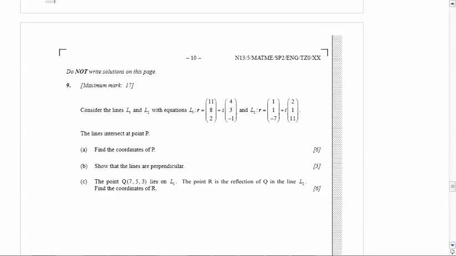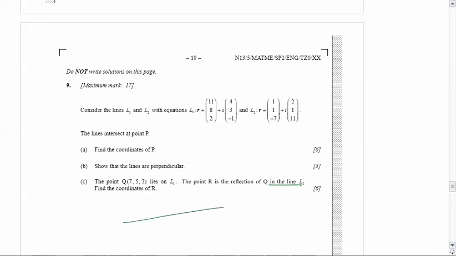Okay, question 9. I don't really have a lot to say here other than, for heaven's sakes, draw a picture. I think that some people got confused where it said in the line L2. It doesn't say that the point R is the reflection of Q on the line L2. It says in the line. So it's like your reflection in the mirror. The mirror is the reflector, right? So line L2 is the reflector.